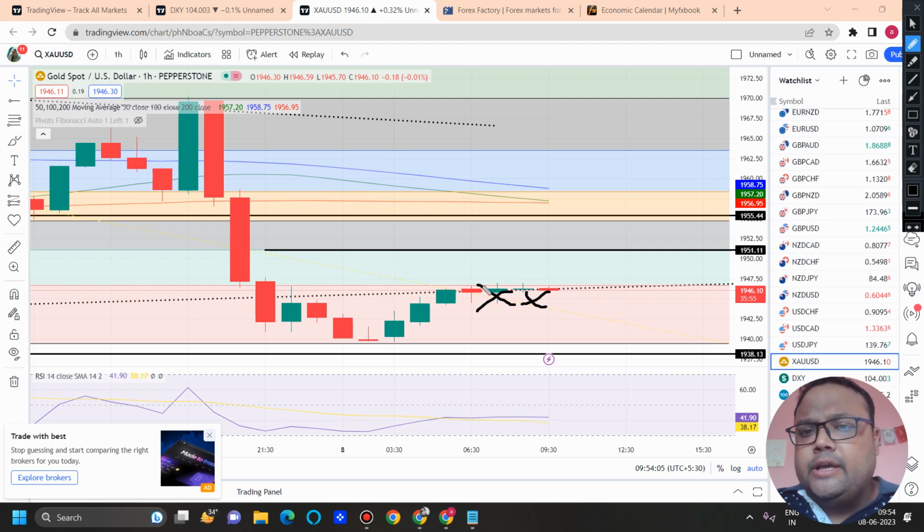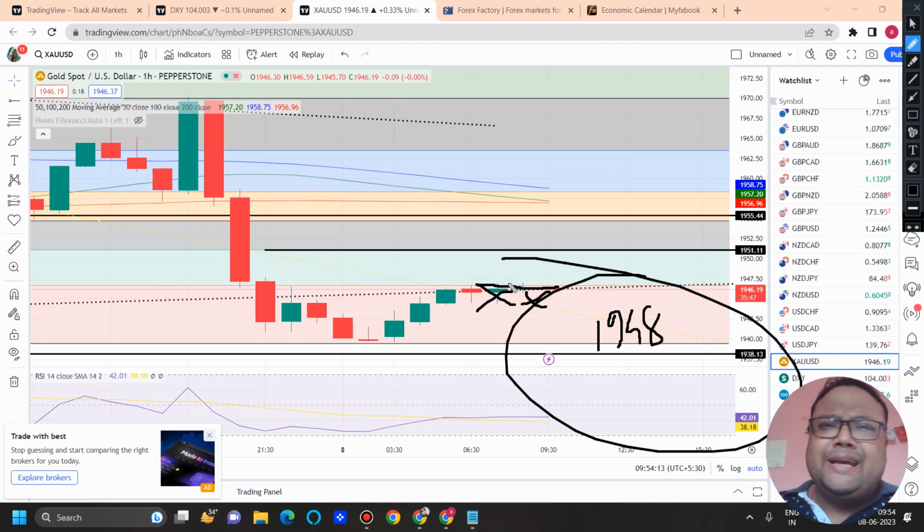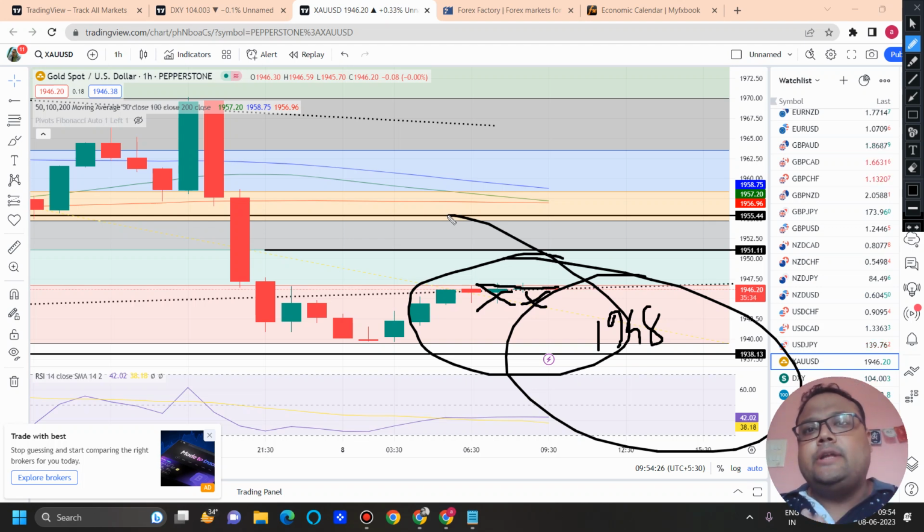In case during the European session, if you see market going up, crossing 1948 level with volume, then you can look for a risky buy position for a target of 1951. Okay, that can be risky, but the levels that I have already discussed are the better levels to trade. But as of now, in this market situation, you should avoid anything.